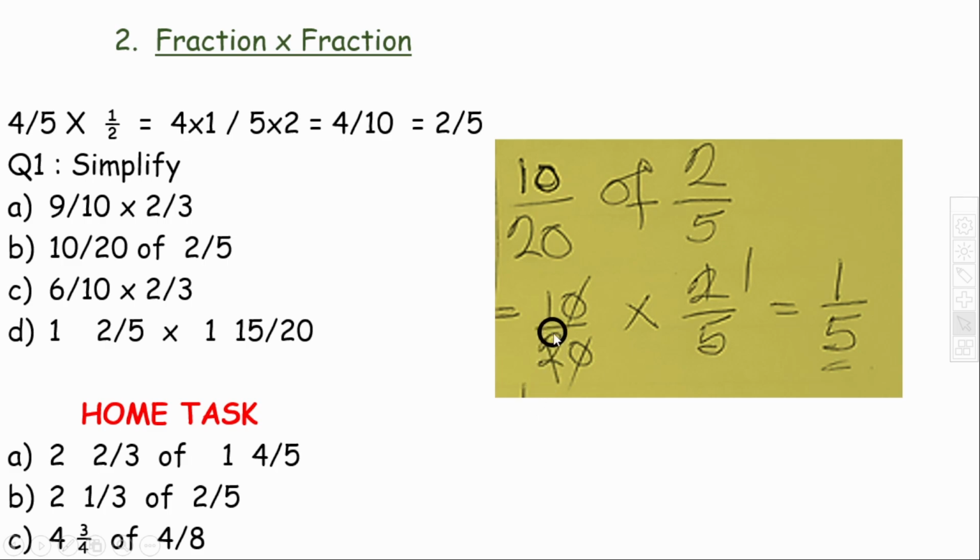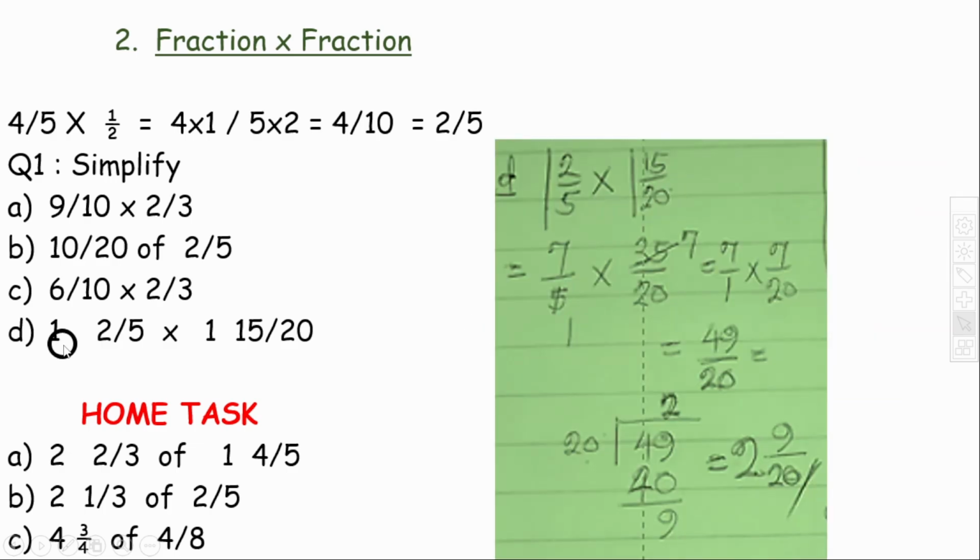So now the numbers that we have are 1 here, 1 here, 1 here, and 5 here. So let's multiply the numerators. 1 times 1 is 1. 1 times 5 is 5. So our final answer becomes 1 all over 5. Now, let us do the next question. 1 whole number 2 all over 5, times 1 whole number 15 all over 20.